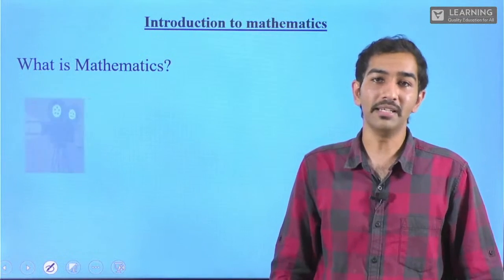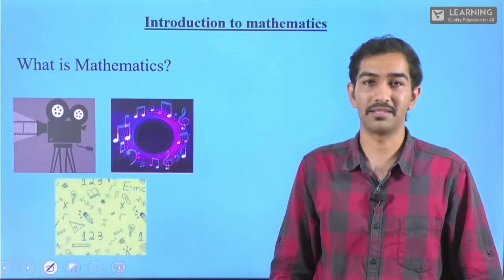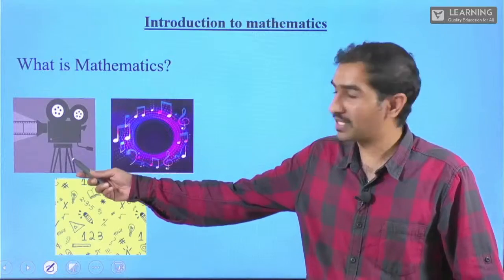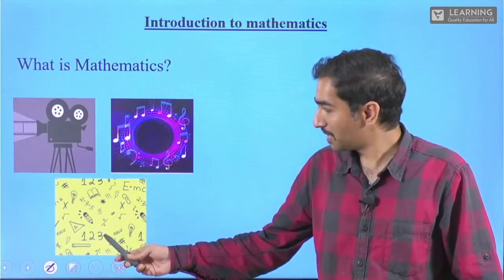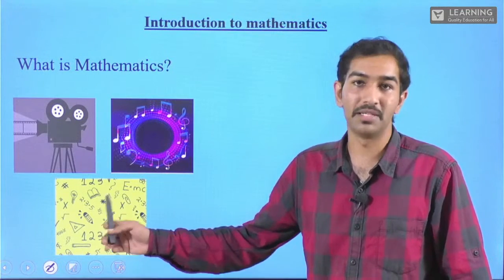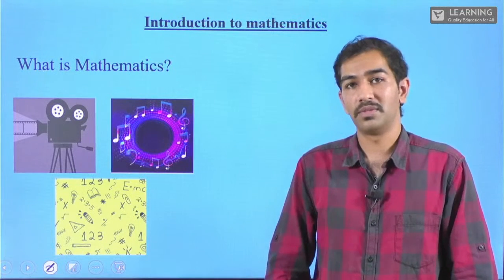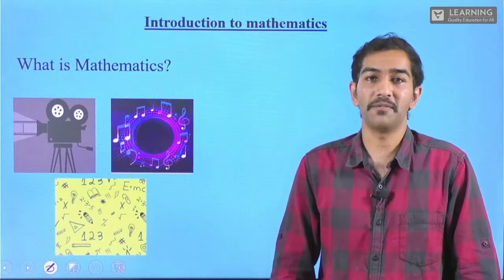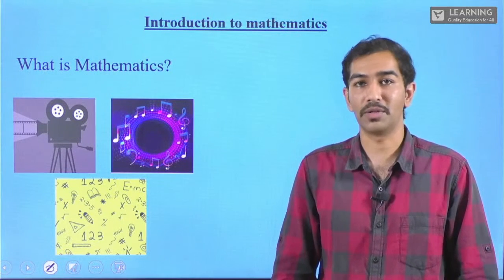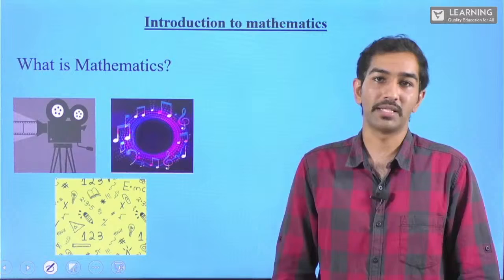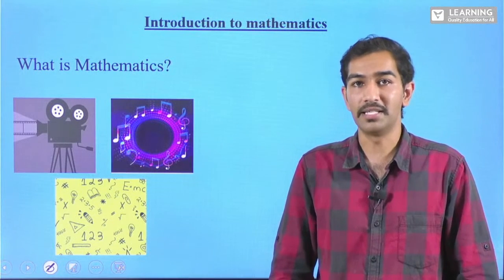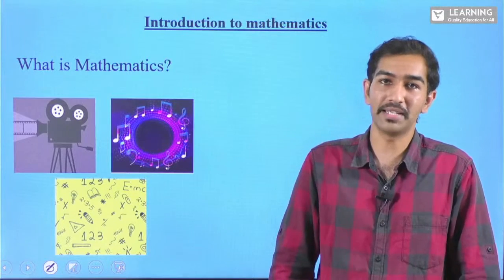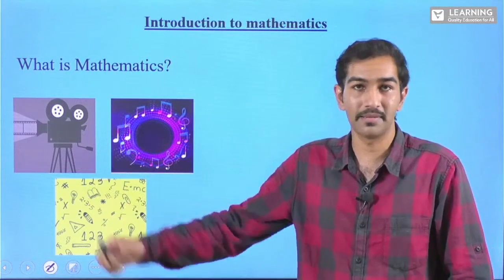On the screen you can see three different images. One of them is a camera, the second one is music, and the third one is an image consisting of numbers and symbols. The most famous works done with cameras, for example, are The Shawshank Redemption, the Godfather trilogy, Inception, Interstellar. So these are the works which are done by the cameras.